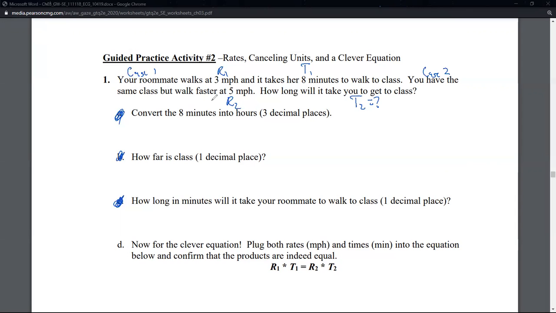If you're walking at 5 miles per hour, you're walking faster than your roommate. Let's just say you both started at the exact same time. You're going to get ahead of your roommate instantly. Why would it take you 13.3 minutes to get to class if you're taking the exact same path and your roommate's walking slower? That would make no sense. So you go, well, wait a minute, this can't be a proportion. Throw it in the trash can.